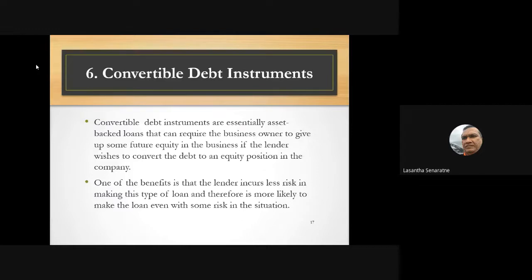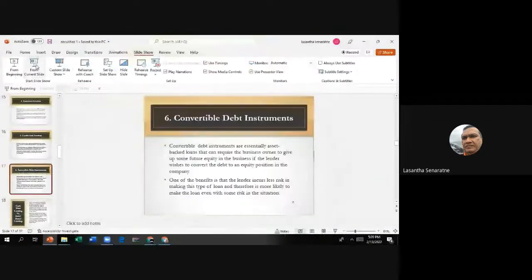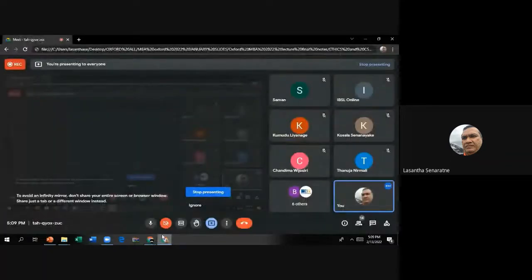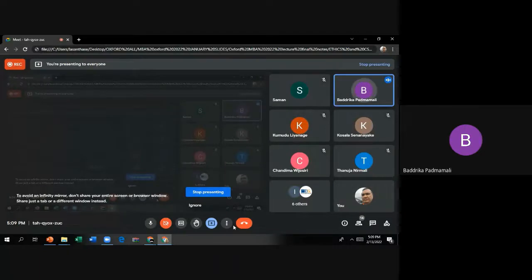Now, what is the difference between a debenture and a share? Yes? A share is equity capital. A debenture is debt capital. Okay. So there is an obligation to pay interest on debentures.